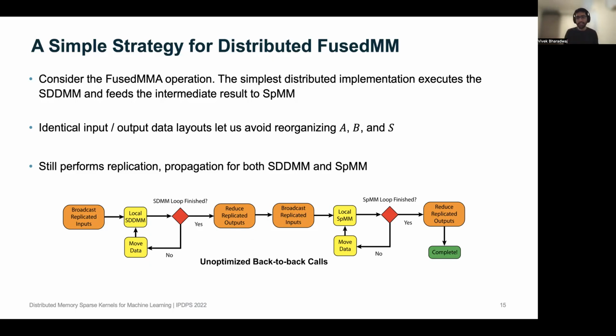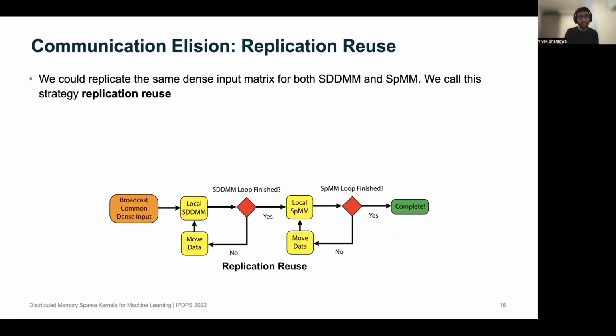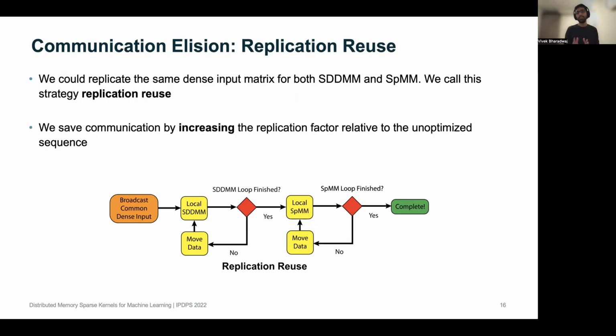So we can simplify this in one of two ways. The first way that we're going to consider is called replication reuse. Replication reuse reuses the replication of the same dense input matrix for both SDDMM and SpMM. And this allows us to do two things. First, we are cutting out some unnecessary rounds of communication. Notice that we only have a single broadcast of a common dense input at the beginning.